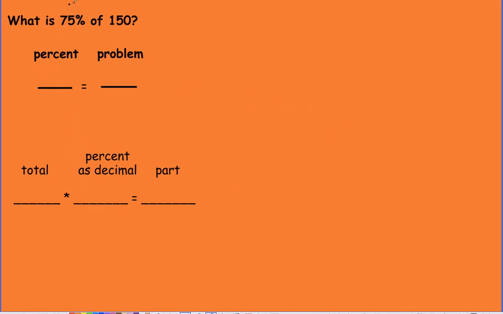Okay, so here, this is obviously your percent, which should be the easiest, and this is your whole, so you're looking for your part. So it's 75 over 100 is equal to x over 150, or as an equation, it's 150 times 75 hundredths is equal to x.